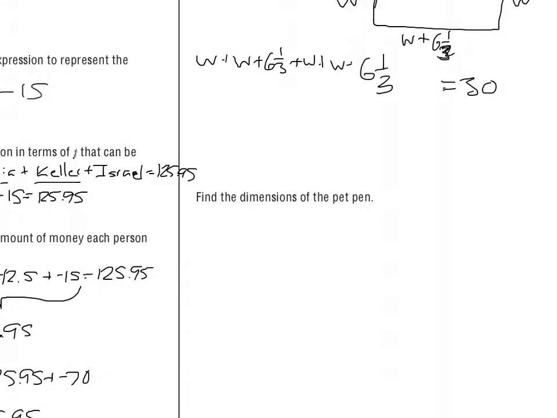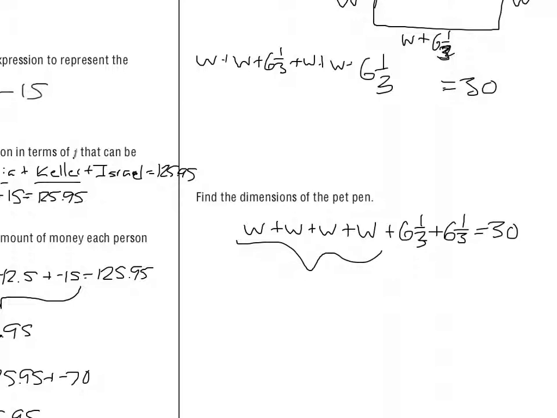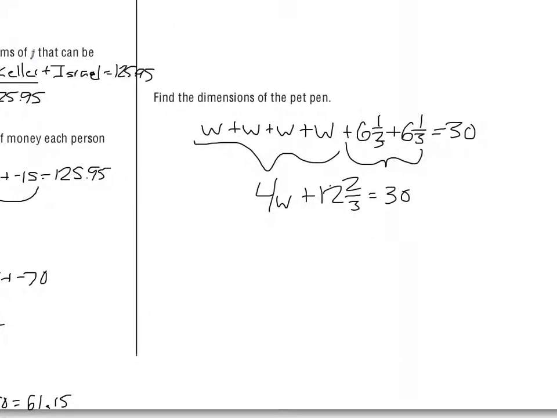Down here we'll use this equation to find the dimension, so I'm going to start by going ahead and commuting my like terms next to each other. W plus W plus W plus W, just using this equation from above, plus 6 1/3 plus 6 1/3. And all of this is going to equal 30 feet of fencing. Now combine my like terms. 4W plus 12 2/3 is equal to 30.